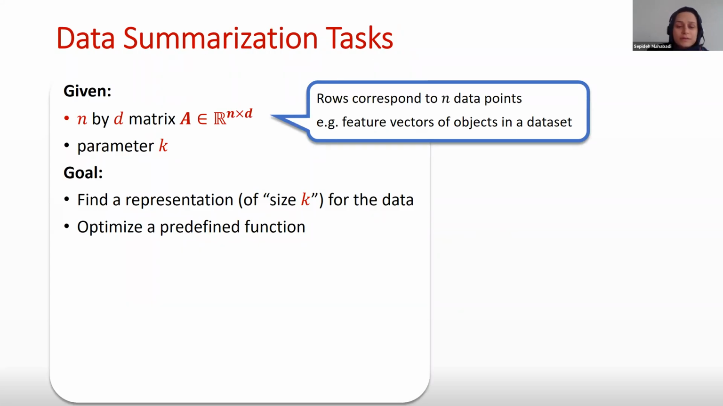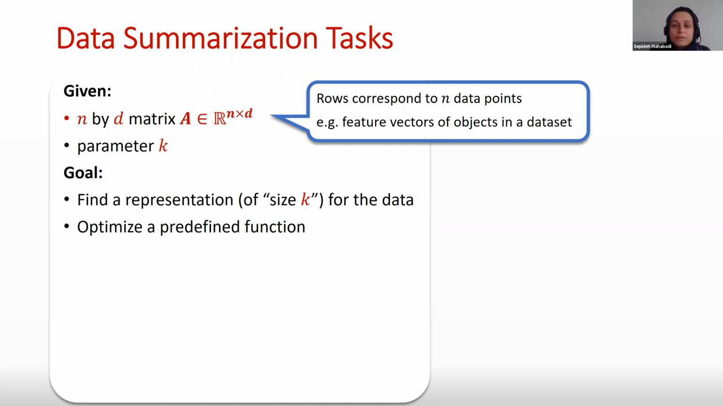So let me define a general framework for these tasks. So suppose that you're given a matrix, which is n by d. So this corresponds to a set of n vectors in a d-dimensional space. For example, this could correspond to feature vectors of a set of objects in a very large data set. And so what is our goal? Given a parameter k, we would like to find a small representation of this data, a representation of size k, and we would like to optimize a predefined function.